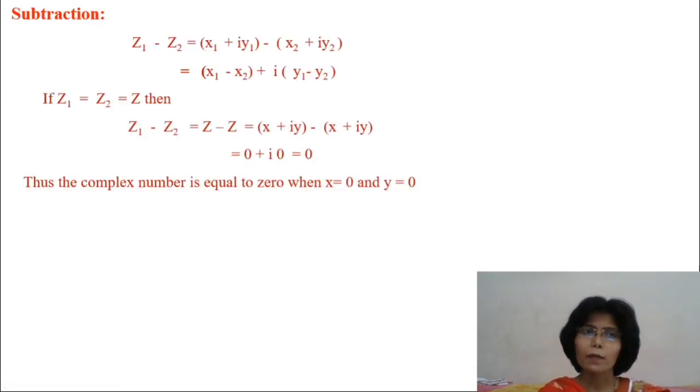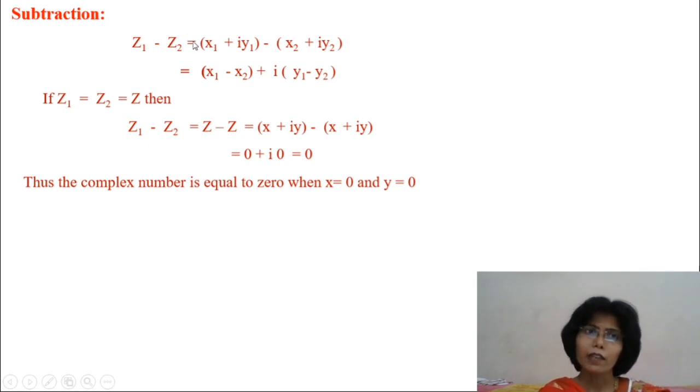Now we'll see the subtraction of two complex numbers. Again, as we know that z1 is x1 plus iy1 and z2 is x2 plus iy2, we have to subtract them. So first of all, we have to subtract the real parts and then we have to subtract the imaginary parts. So x1 minus x2 plus iy1 minus iy2. Now we'll take i outside, then it will become plus i into bracket y1 minus y2.